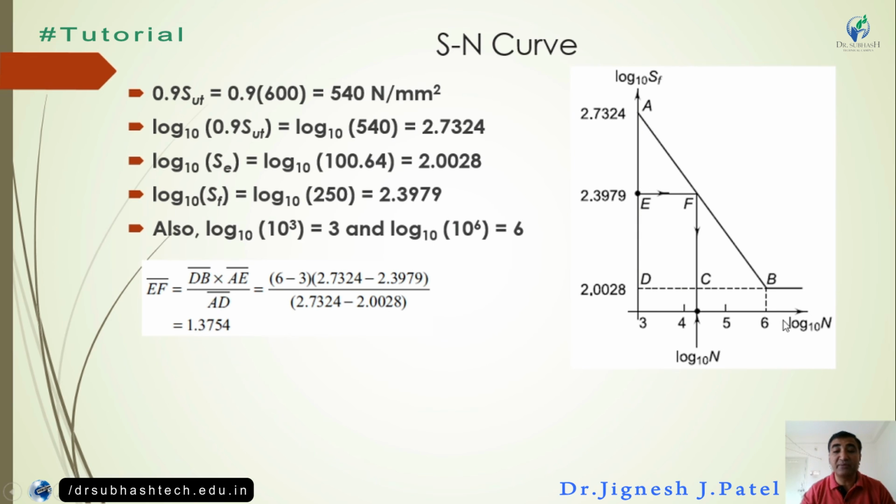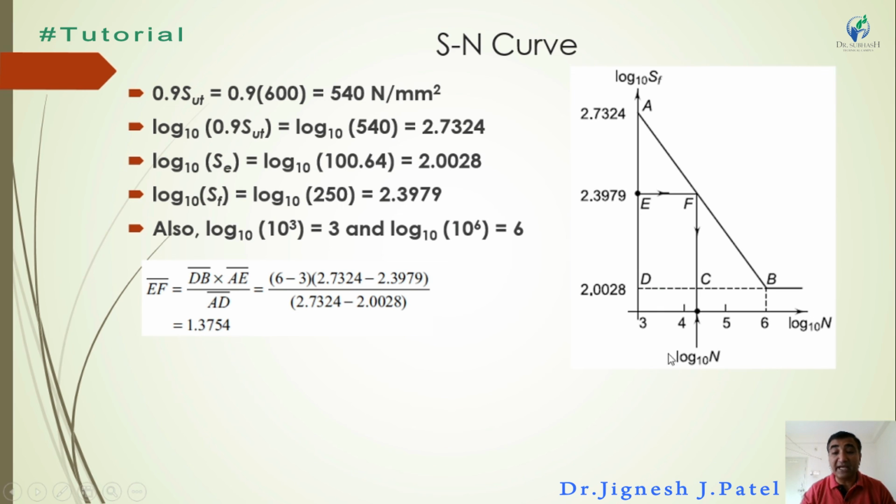Now DB means 6 minus 3. AE means 2.7324 minus 2.3979, and AD is 2.7324 minus 2.0028. So the value of EF is equal to 1.3754.